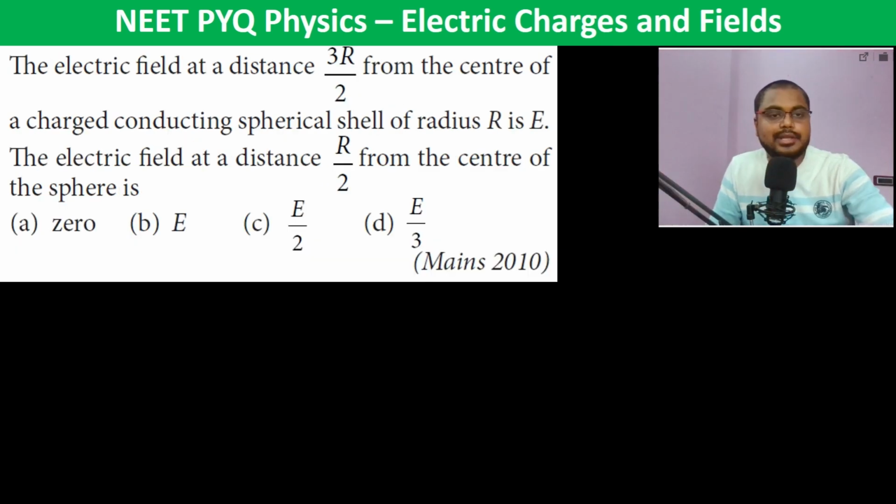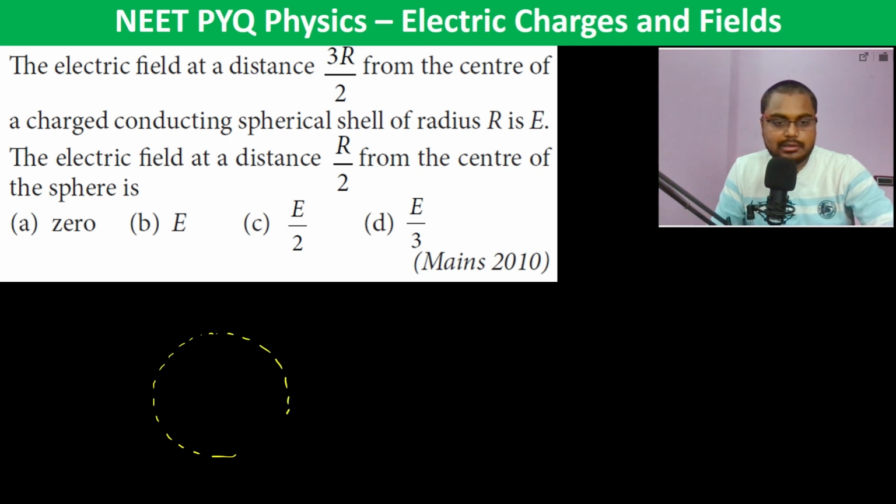The electric field at distance 3r/2 from the center of a charged conducting spherical shell of radius r is E. Okay, this is a spherical shell. The electric field at a distance r/2 from the center of the sphere? Actually speaking, inside, the electric field is going to be 0 only. So it's going to be 0. Simple.